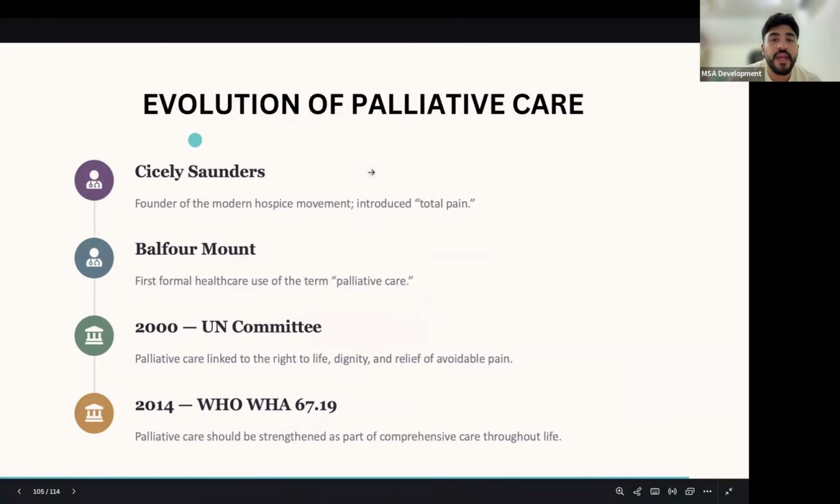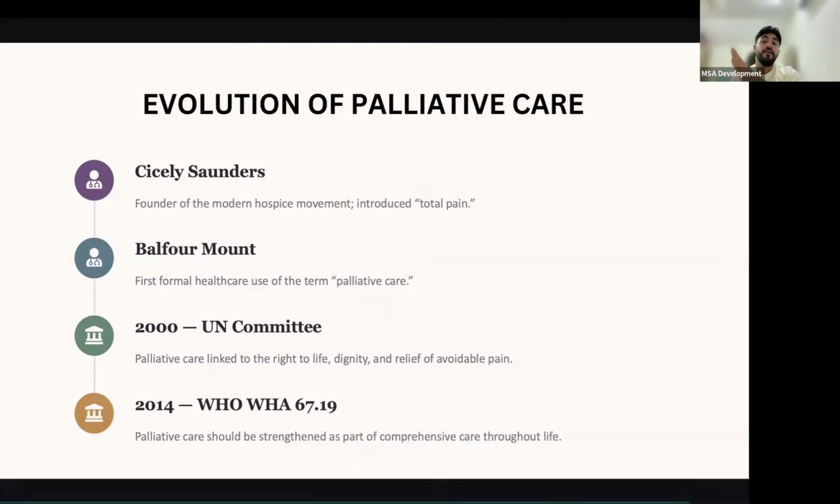Then here we have the evolution of palliative care. So it started with Cicely Saunders, who was the founder of the modern hospice movement, right? Introducing the total pain. Then Balfour Mount came in and started using the term palliative care. And then back in the 2000s, palliative care became a right to life, right? So now everyone has the right to have access to palliative care. And then in 2014, it was strengthened as part of comprehensive care throughout life. So it's not just towards the end of life, it should be throughout the life. Ever since they pick up this life-threatening illness, palliative care should start.